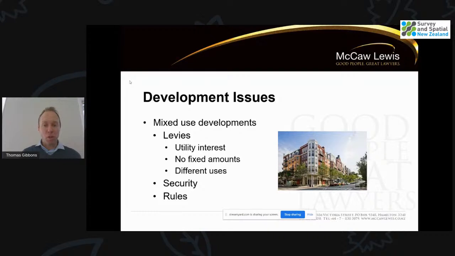Also important to keep in mind security issues with mixed-use developments and rules applying to different uses. And there's been a lot of uncertainty in New Zealand about whether rules, body corporate operational rules, can actually regulate or restrict uses, such as short stays or commercial use or whatever. There's a bit of sign that rules can these days, but sometimes the safer option will be a land covenant.